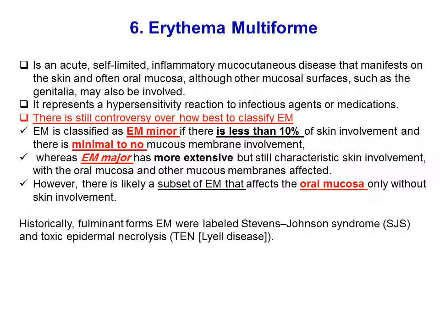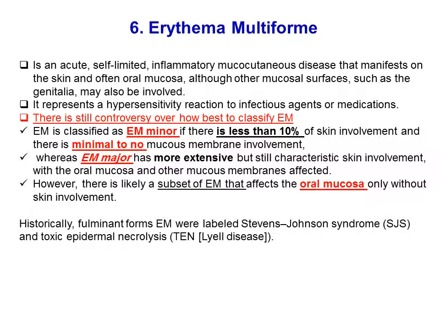Now we will talk about erythema multiforme. It is an acute, self-limited inflammatory mucocutaneous disease manifesting in the skin and oral mucosa, although other mucosal surfaces may be affected, such as the genitalia. It is a hypersensitivity reaction to an infectious agent or medication. There is still controversy about how best to classify erythema multiforme.